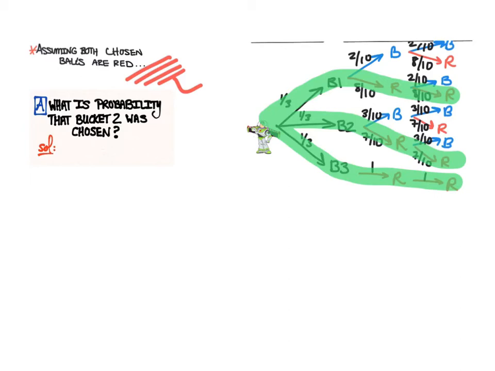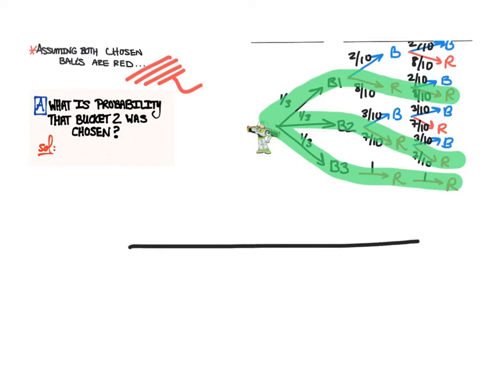So what we're asked is the probability that bucket 2 was the bucket that was originally chosen. And so we know the future, we know the outcome, and we're trying to find the probability of something that happened in the past. And that's where Bayes' theorem comes into play. To find this probability, Bayes' theorem says that we have to take a ratio of 2 things.